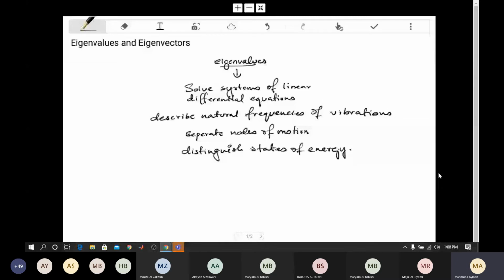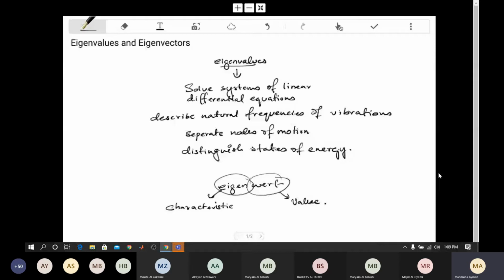Before I define eigenvalues and eigenvectors to you, let me tell you what the word eigenvalue means. It comes from the German word Eigenwert, where Eigen means characteristic and the word wert means value. So eigenvalue is also known as characteristic value.